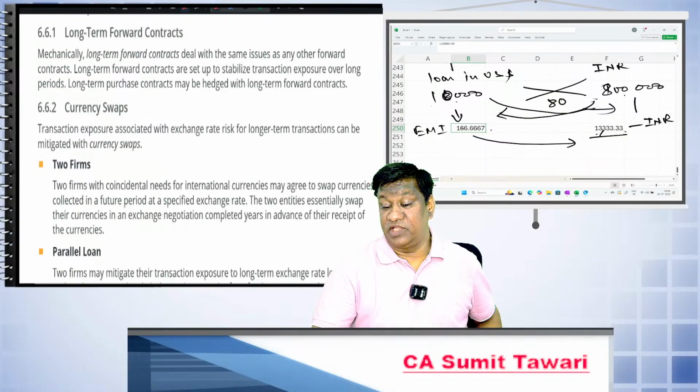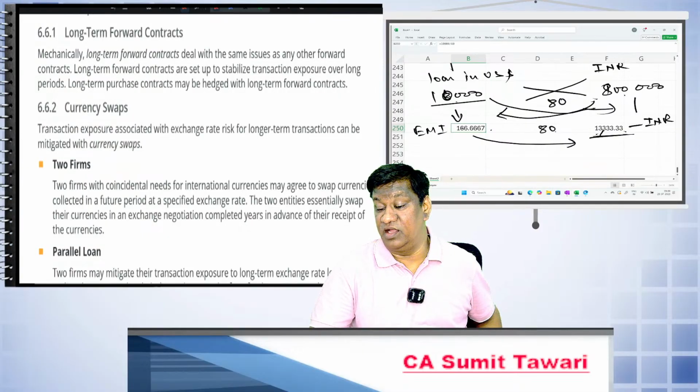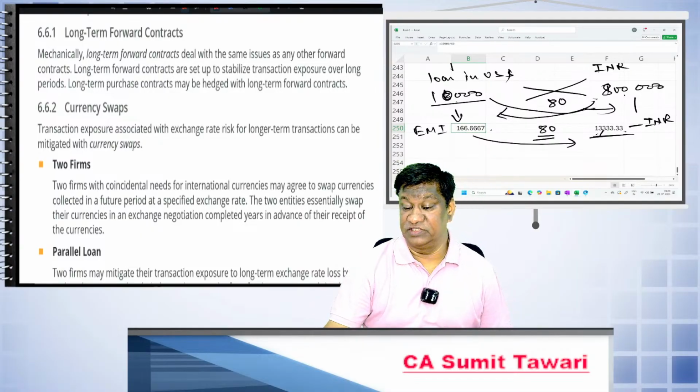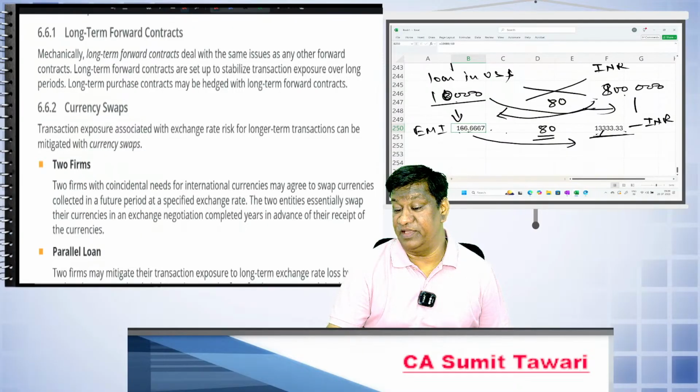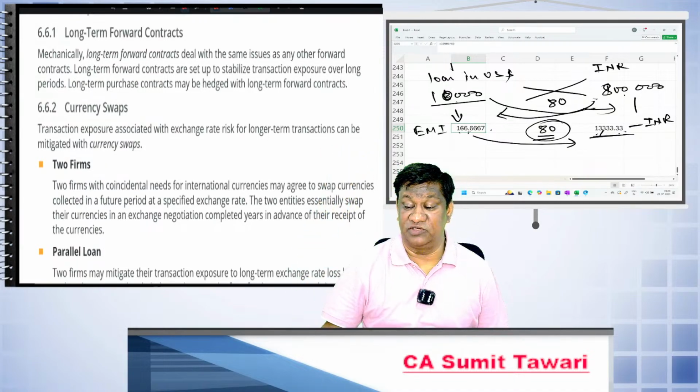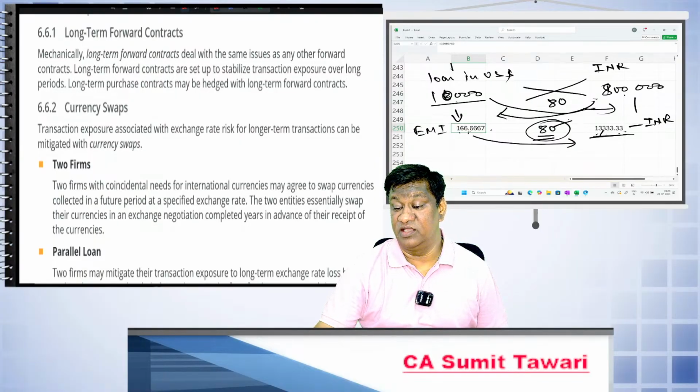So for 10,000 US dollars, the EMI of 13,333 is again converted at an exchange rate of 80. Whatever the EMI or principal repayment of 166 that the Indian entity is supposed to pay in US dollars, for that he is going to pay 13,333. So this exchange rate is again 80. For their series of transactions over the period, the exchange rate gets locked.